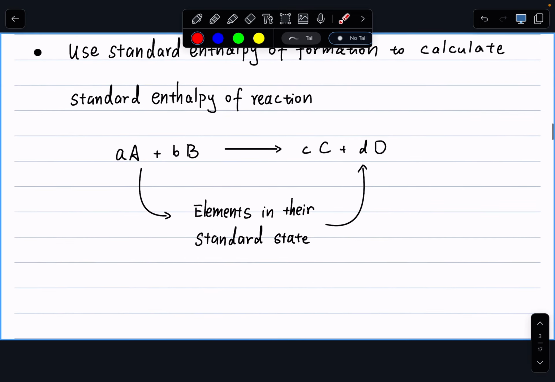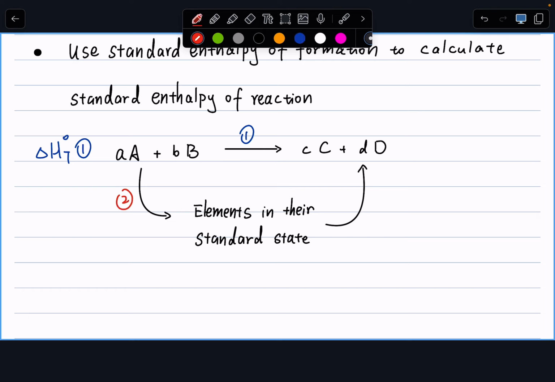So the idea is simple, right? Imagine we have aA plus bB going to cC plus dD, where A, B, C, and D are my substances. What we want is the reaction enthalpy for this process, or the standard enthalpy delta H at a certain temperature T for process 1, the chemical reaction at the temperature T that we care about. But instead of directly measuring or calculating the process, again, enthalpy is a state function, so we can build our path to more easily calculate it.